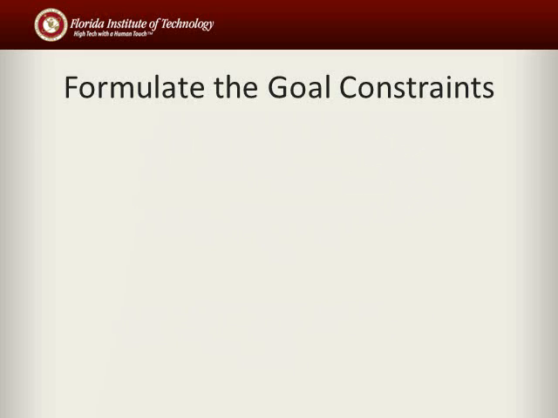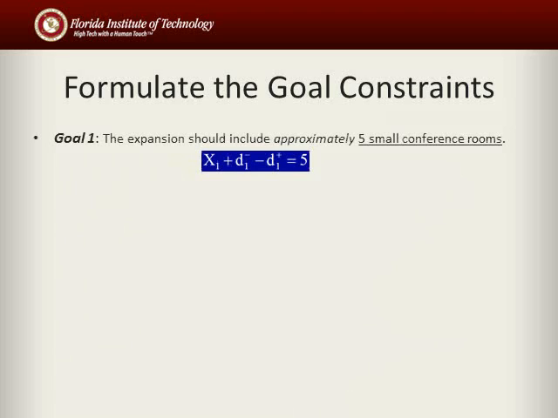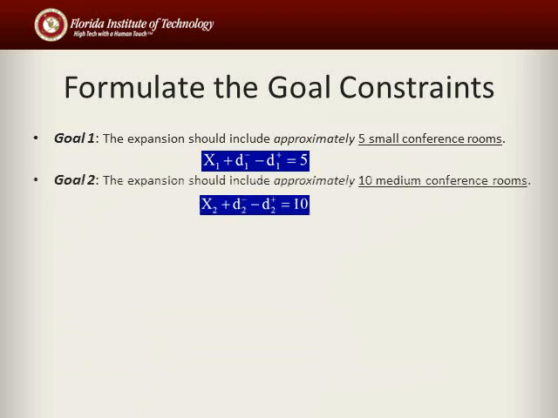Okay, so for the first 3 constraints, we have to include those variables. The expansion should include approximately 5 small conference rooms. So the way we include that goal here as a constraint is x1, which is the number of small conference rooms, plus and minus our deviations. This d1 minus has a plus sign. This means any deviation that comes short of meeting that target goal of 5. And d1 plus, with the negative sign, equals the deviation that results in going over that 5, which is our target goal. We're going to do the same approach for goals 2 and 3.